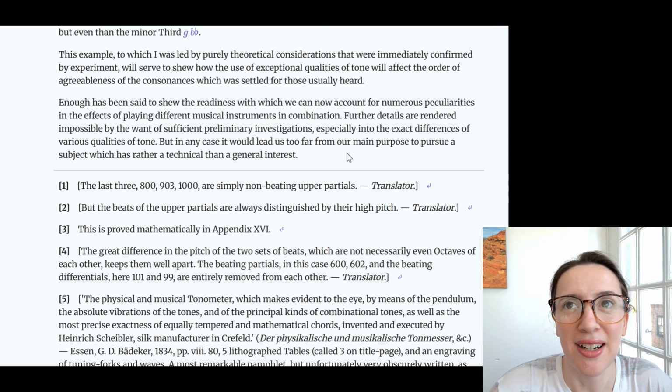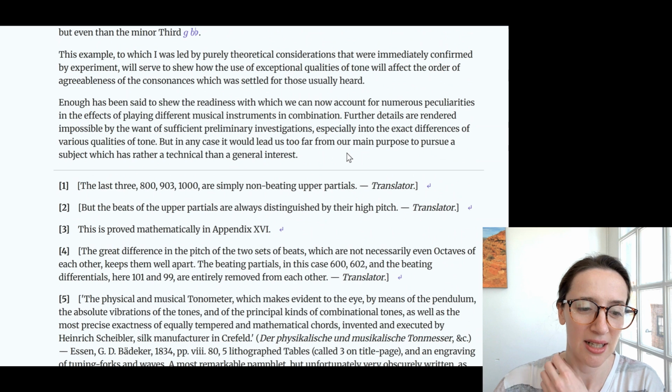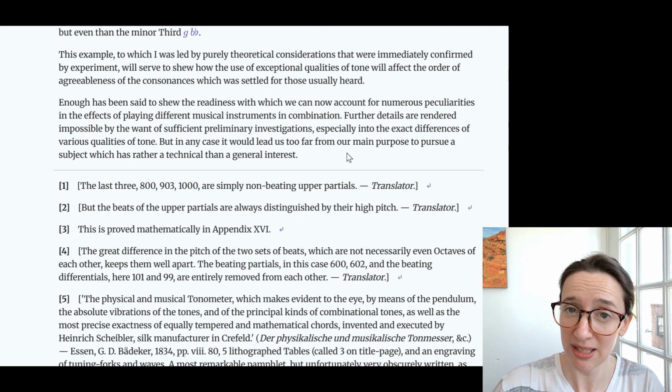I have a sneaking suspicion that modern musicians might not agree with some of these takes. So if that's you, write about it in the comments.